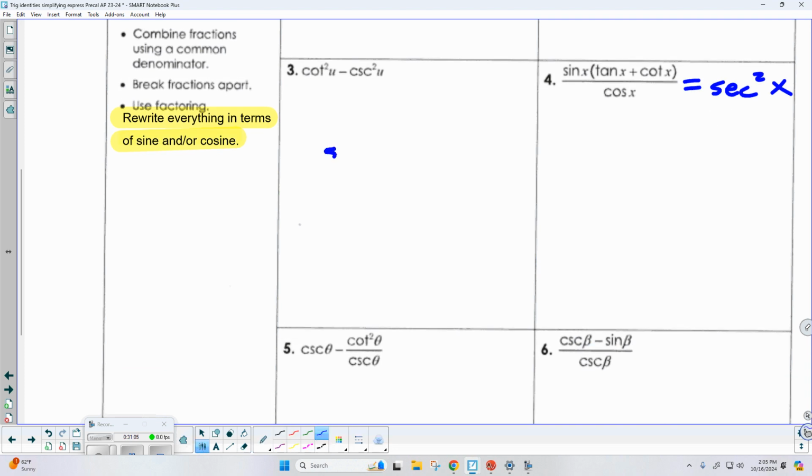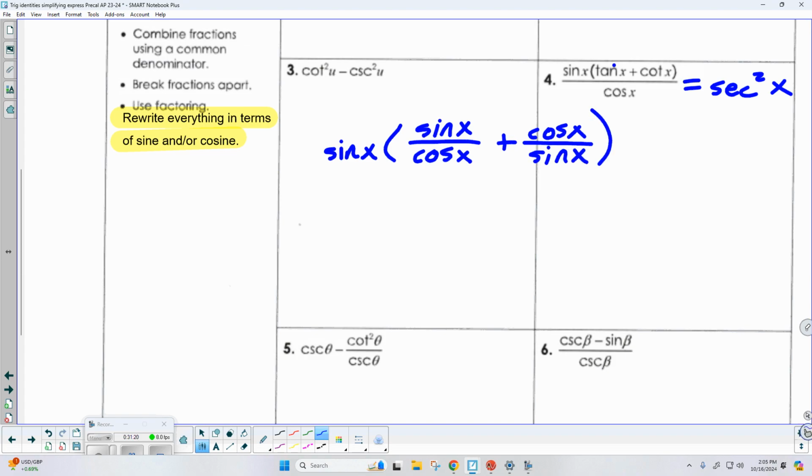So I've got sine outside. Okay, well, tangent is sine over cosine. Then I'm going to add cotangent is cosine over sine. And remember, that's just the numerator. All of this is still over cosine of x. Okay. So I'm guessing after you did this, you probably distributed.